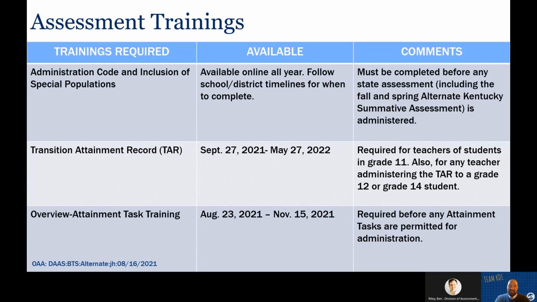This year, the Overview Attainment Task training will release on August 23rd and must be completed by November 15th, 2021. Any teacher who will administer the alternate Kentucky Summative Assessment must take this training.